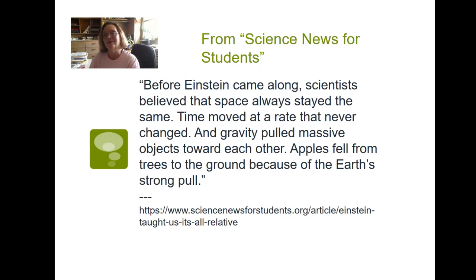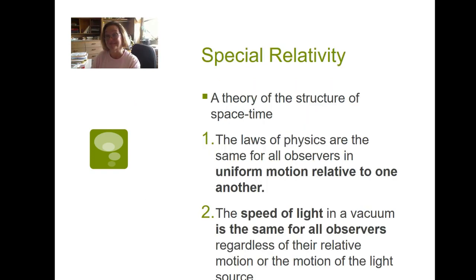Before Einstein came along, scientists believed that space always stayed the same. So before Einstein, scientists believed that space was sort of static. Time moved at a rate that never changed. Before Einstein, time was a constant, and it moved at a rate that never changed. And before Einstein, gravity pulled massive objects toward each other. Apples fell from the trees to the ground because of the Earth's strong pull. Einstein's going to challenge all of these ideas.